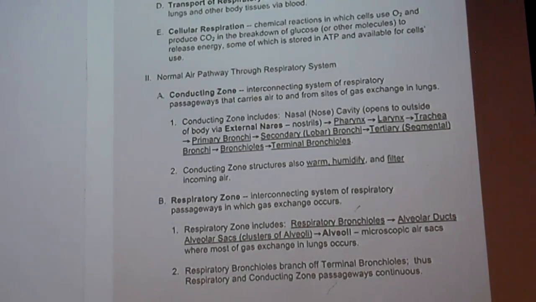How many secondary bronchi do we have in the right lung? Give us those secondary bronchi, lobar bronchi. Right lung. Three. And the left lung? Two. Why the difference in size? The heart takes up room. The heart's more to the left side of the body, to the left of the midline.